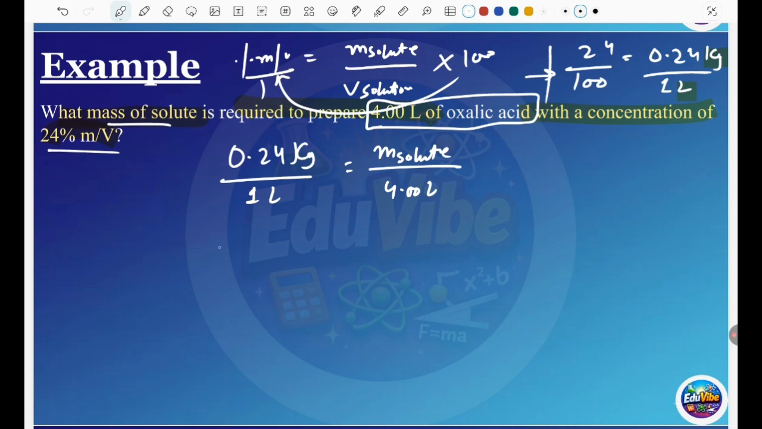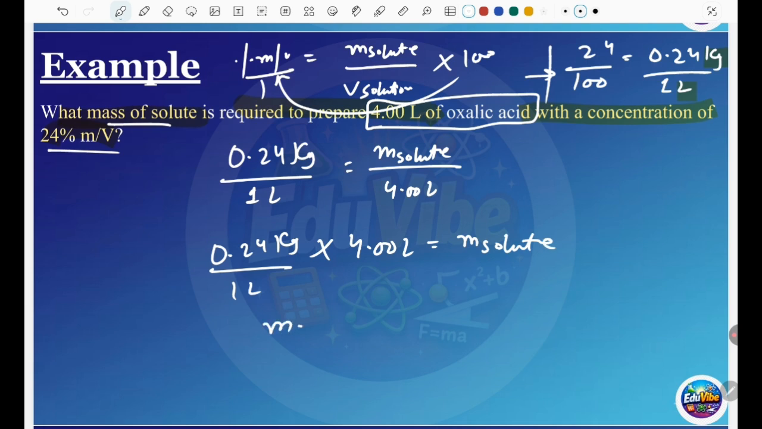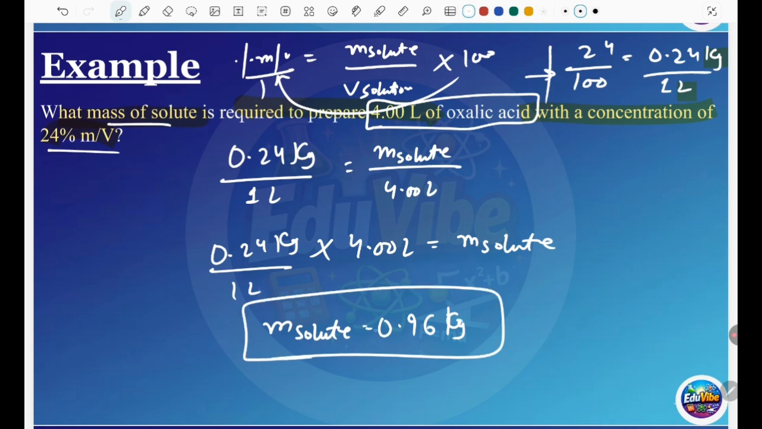The 100 goes out with that, so you are left with 0.24 kg upon 1 liter. You multiply this by 4.00 liters, and you are left with the mass of the solute. When you solve this, you get a mass of the solute of about 0.96 kg. It should be in kg because you started with kg per liter, and that's your answer. The liters cancel out. So that's how you can find the mass of solute. And if you have confusion about these things, you can use the formula directly.